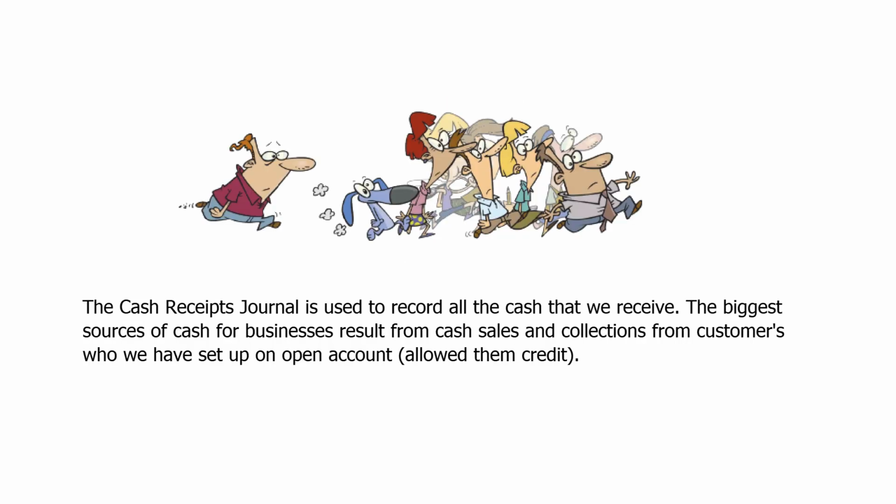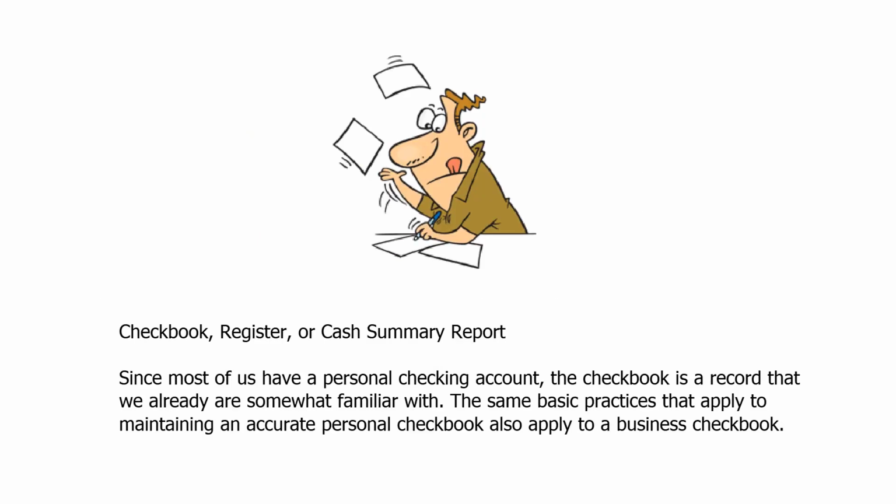The biggest sources of cash for businesses result from cash sales and collections from customers who we have set up on open account, allowed them credit. Checkbook, register, or cash summary report. Since most of us have a personal checking account, the checkbook is a record that we already are somewhat familiar with. The same basic practices that apply to maintaining an accurate personal checkbook also apply to a business checkbook.